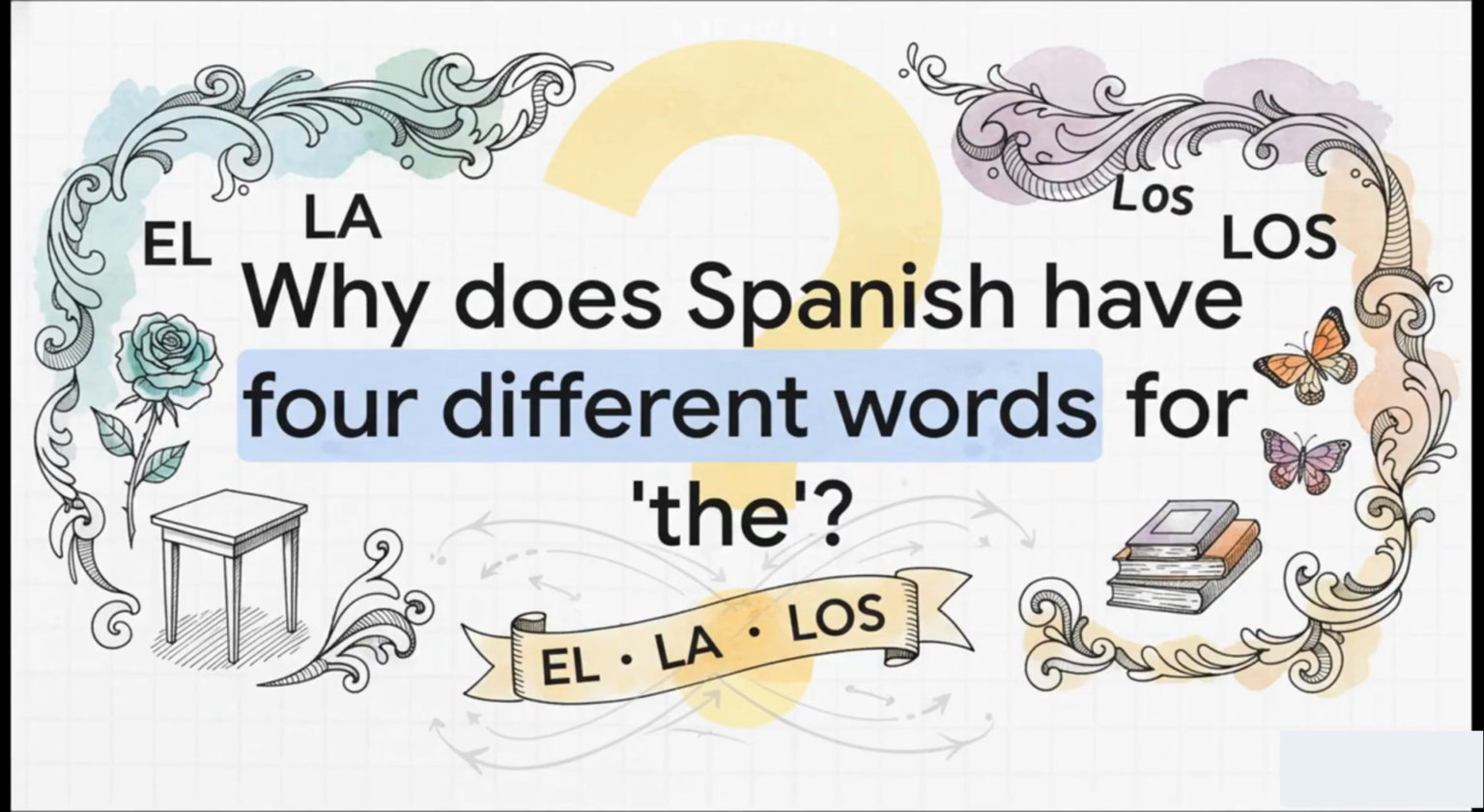So this is the big question, isn't it? Why on earth does Spanish need 4 words, el, la, los, and las, to do a job that English handles with just one? It might seem totally random at first, but trust me, there's a really simple and honestly pretty clever system hiding right under the surface.